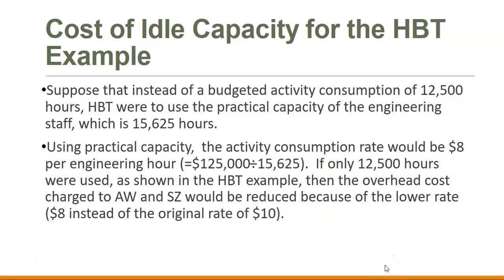One of the items that we will be talking about throughout the semester is capacity management for our businesses. So what we've been looking at is that we have budgeted activity consumption of 12,500 hours. So we have different levels of capacity. Our practical capacity is the actual use of our capacity under regular normal situations. Our budgeted capacity is what we actually think the budgeted consumption of that is.